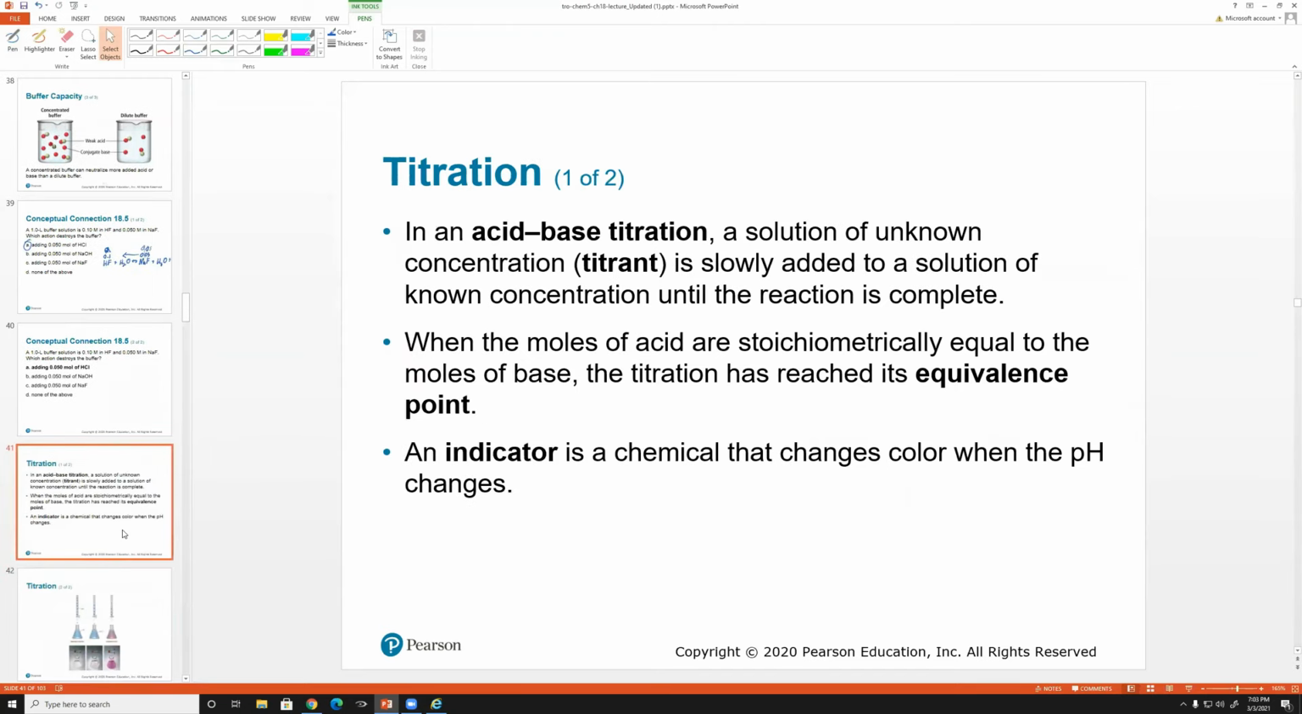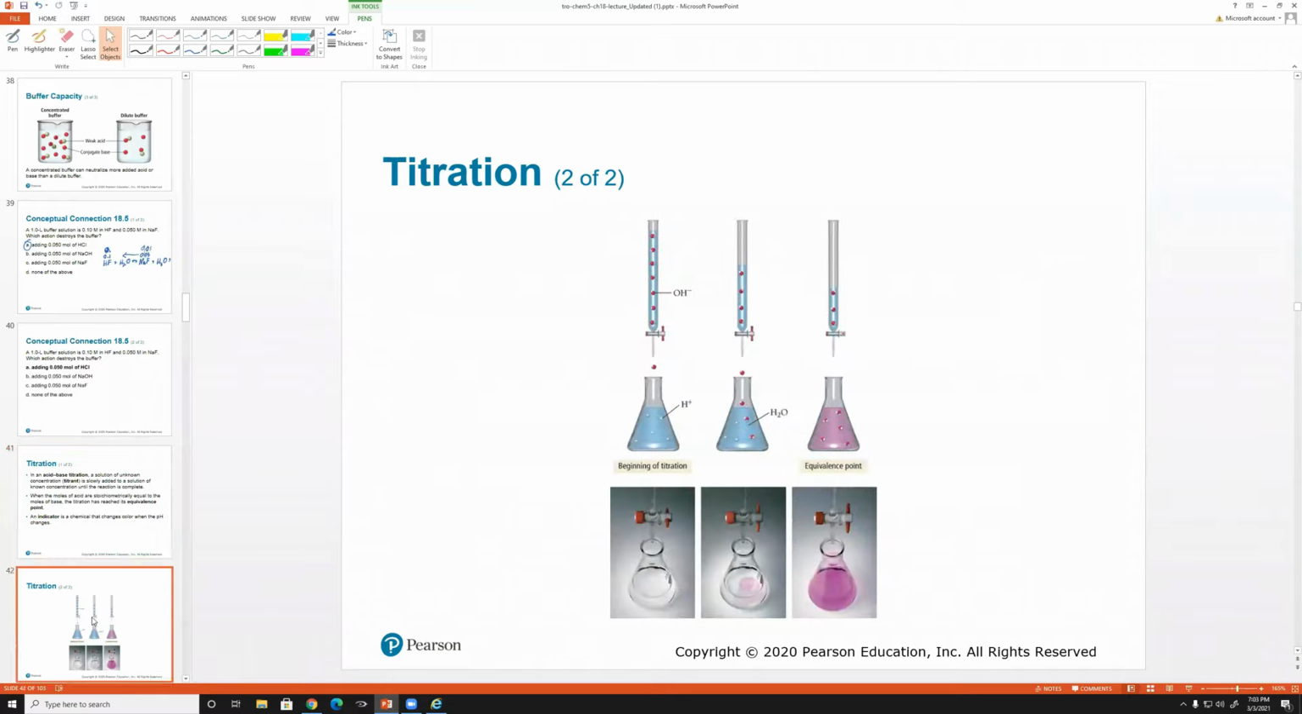Okay, now let's talk about titrations. Acid-base titration, first of all, is going to be the second half of the lecture. What is it? An acid-base titration is when you have an unknown solution in an Erlenmeyer flask, like this. These are Erlenmeyer flasks on the bottom. You have a known concentration of solution in the burette.